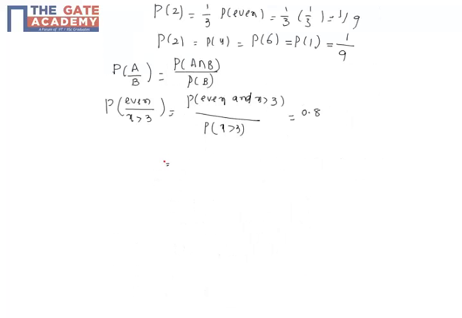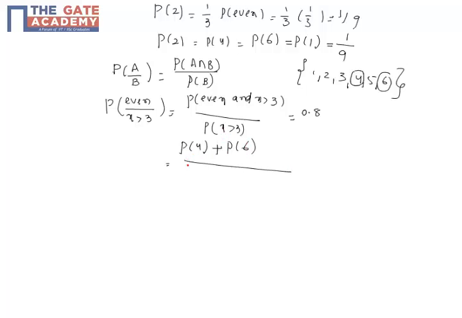So this is equal to P of even and greater than 3. See, generally in a die I have 1, 2, 3, 4, 5, 6. So it should be an even number and it should be greater than 3. So that means 4 and 6. So that means P of 4 plus P of 6, divided by, so here P of x greater than 3 means P of 4 plus P of 5 plus P of 6. This is equal to 0.8.